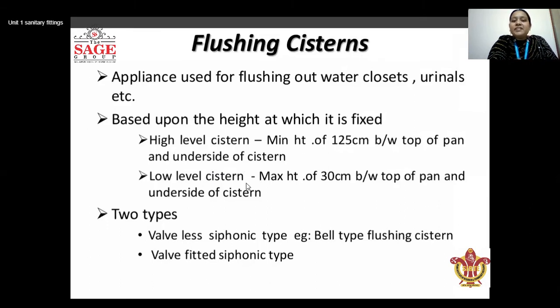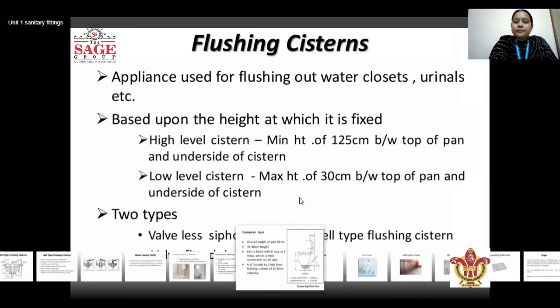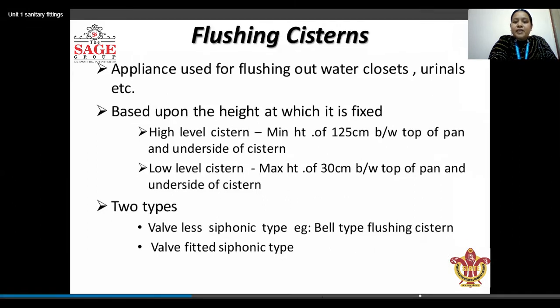For the low level system, the maximum height is 30 centimeter between the top of the pan and the underside of the cistern. There are two types of flushing system: valveless siphonic type, that is the bell type flushing system, and valve fitted siphonic type. Now come to the next slide.